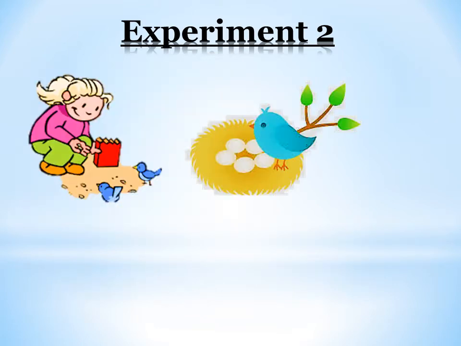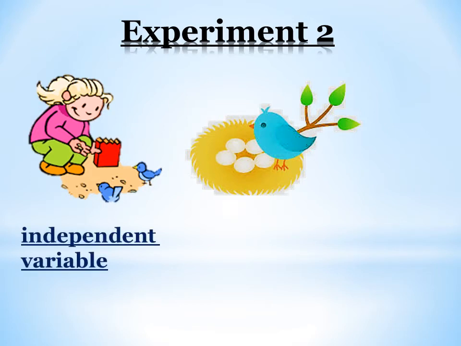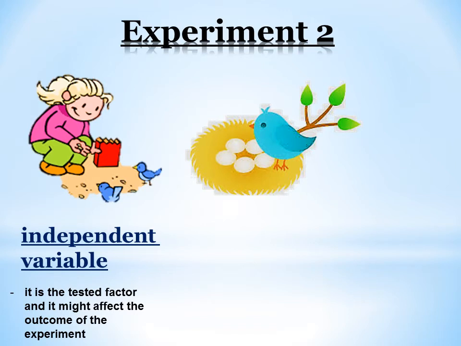When scientists design a controlled experiment, preferably only one factor can change at a time. It is called the independent variable. Because it is the tested factor, it might affect the outcome of the experiment. In the kittiwakes experiment, the supplemental feeding was the independent variable.